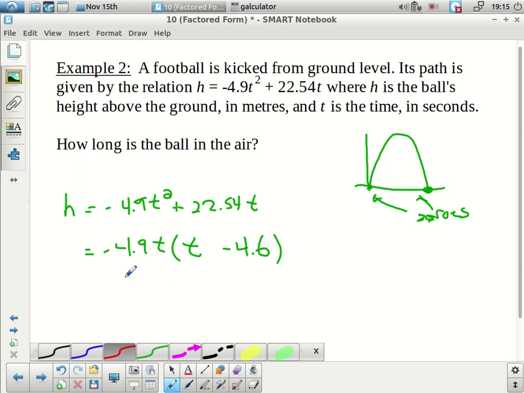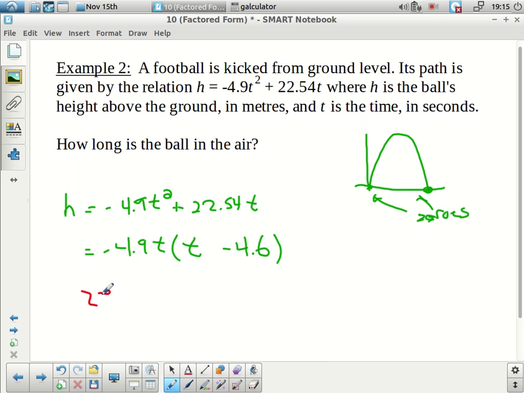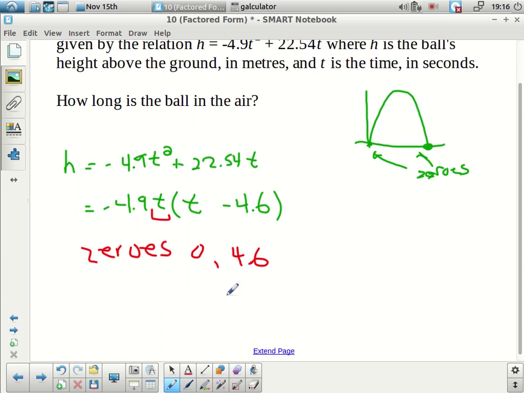Okay. So what are my zeros? Okay, well, the obvious one is this one. Okay, I've got t minus 4.6, so it's the opposite of that, which is 4.6. Okay, my other one, well, it's just from this single t right here. So if I just have the t by itself, that means it's 0. Okay, so that means the ball left the ground at time 0, and it landed at time 4.6.